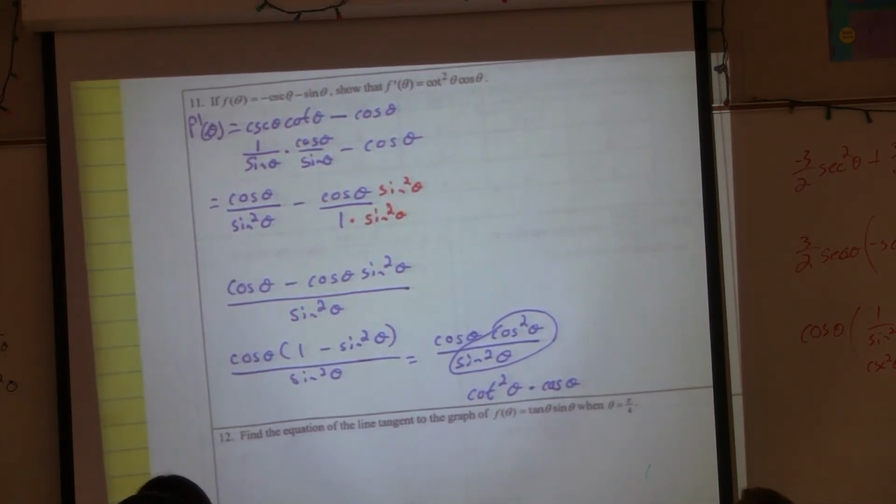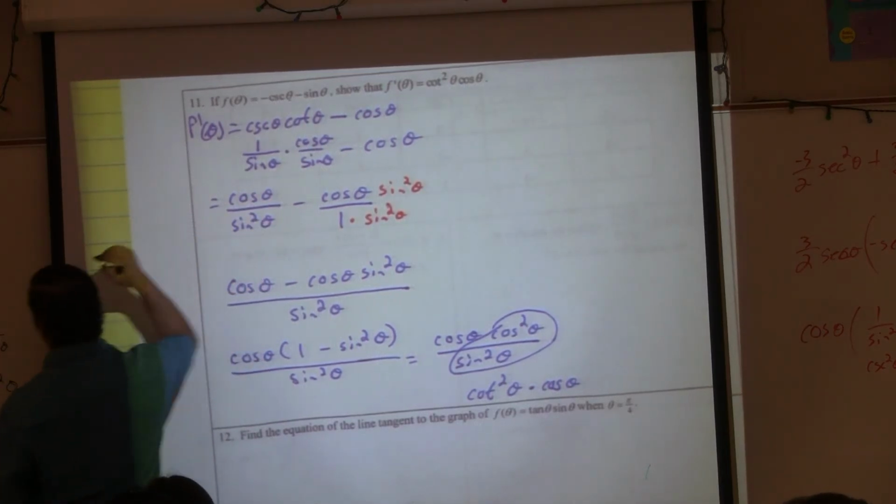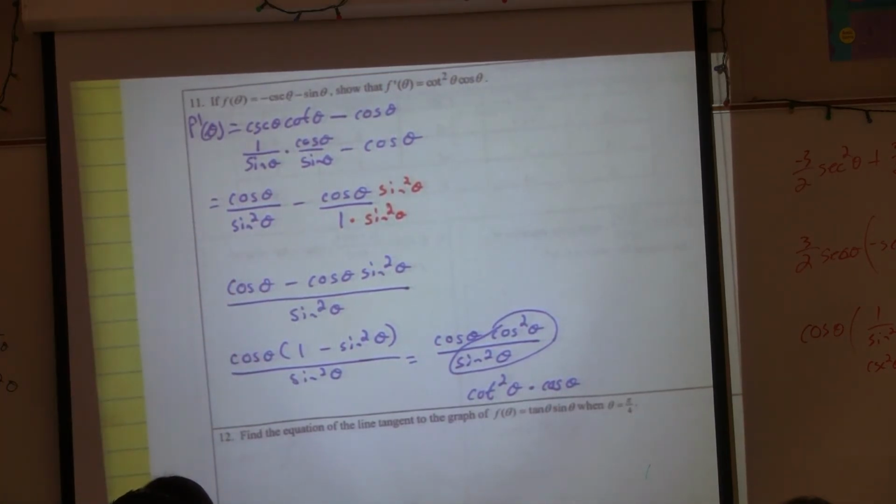Oh, 1 over sine squared theta is cosecant squared theta. Oh, I wrote this wrong? Yeah. Oh, I'm sorry. That's what we would end up with, right? Because it's 1 over sine. I'm sorry. So this is cosecant. So if we want 1 over cosecant, then I have to divide by sine. There we go.